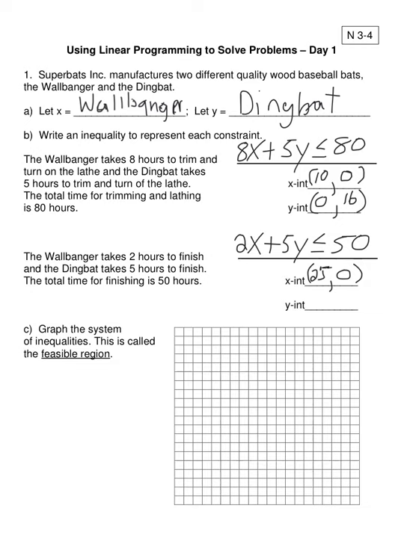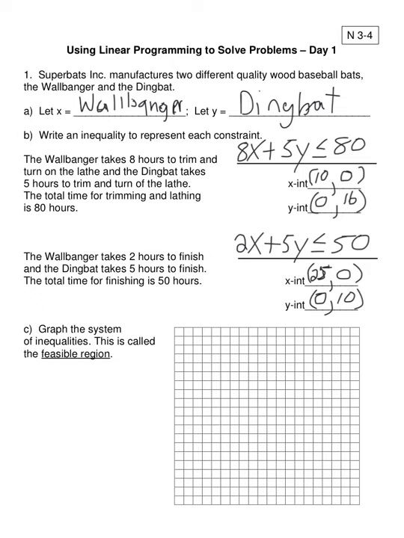All right, next one. Put in 0 for x, and I'm solving for y. So 0 for x, 2 times 0 is 0. Leaves me 5y equals 50, so I divide by 5, and that leaves me 10. Now I'm looking at my x's, and the highest x value I have is 25. The highest y value I have of all 4 of these is 16.